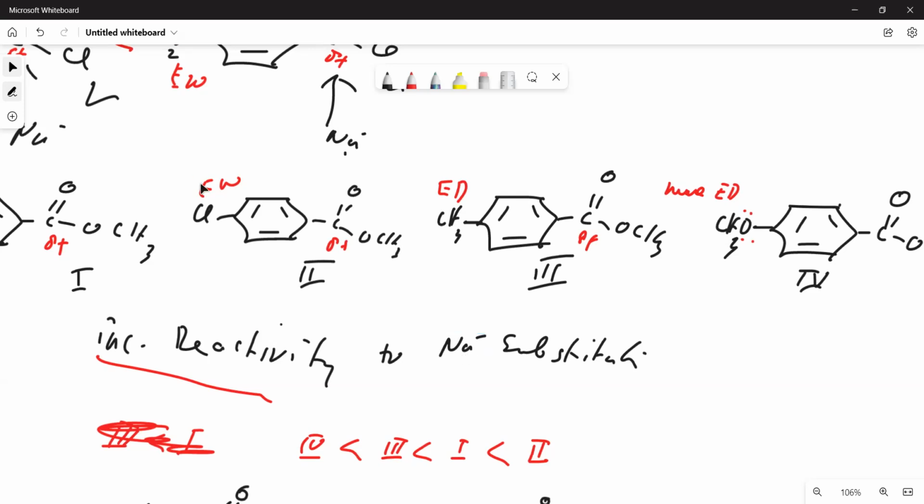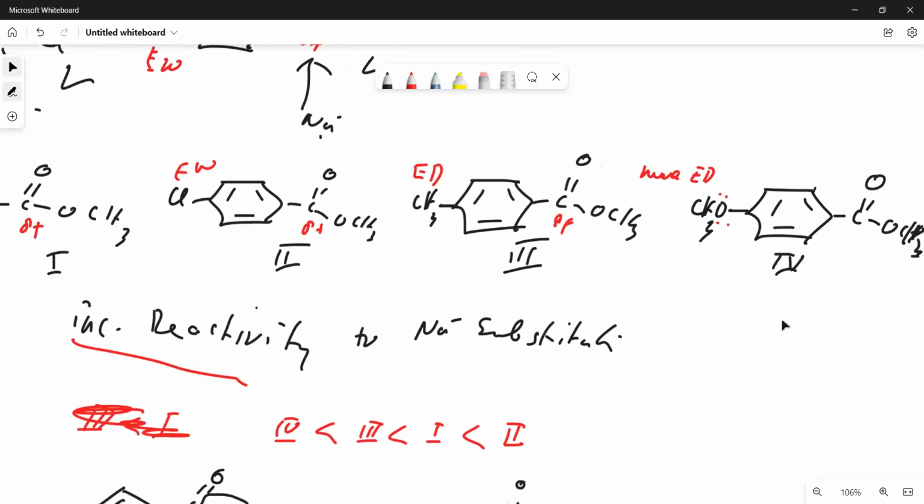Now, an electron withdrawing group will make this one more positive. Electron donating will decrease the positivity of this. So expect the most reactive are those groups with electron withdrawing, and the least reactive are those groups with electron donating. Since you are asked to arrange this in increasing reactivity, that means low to high, so you start with groups with electron donating. But here we have two electron donating, methyl and methoxy. Which one is more electron donating will be the least reactive.